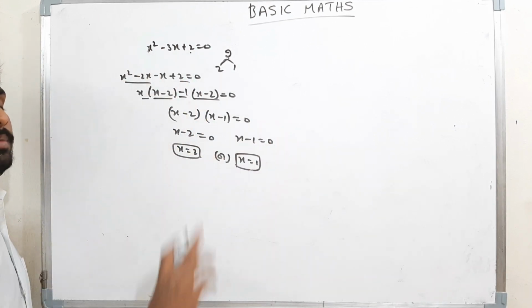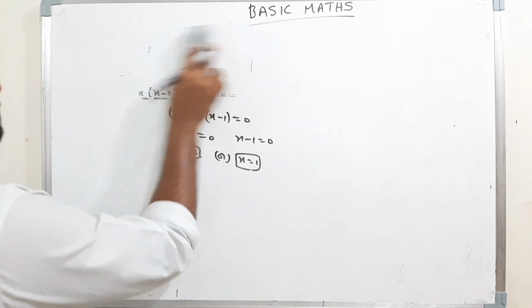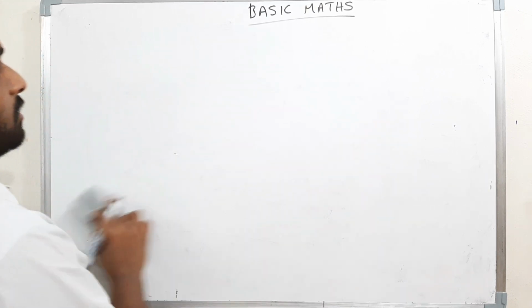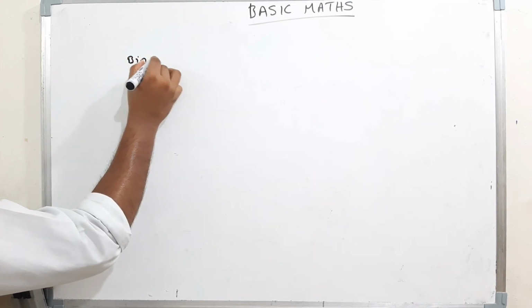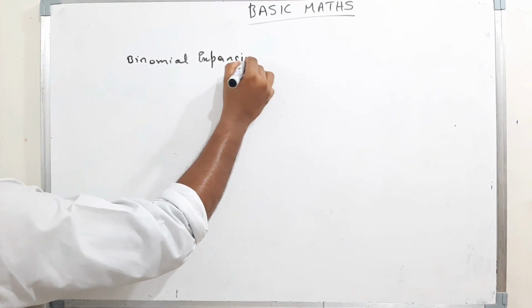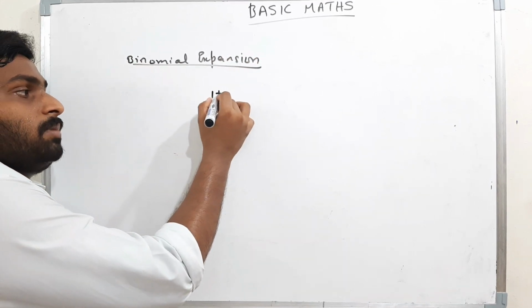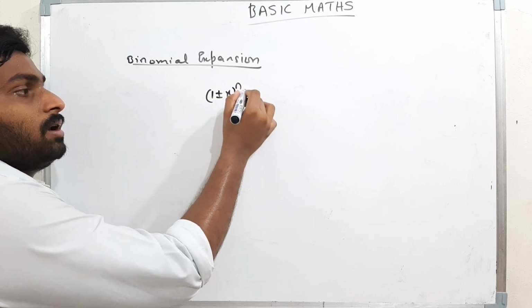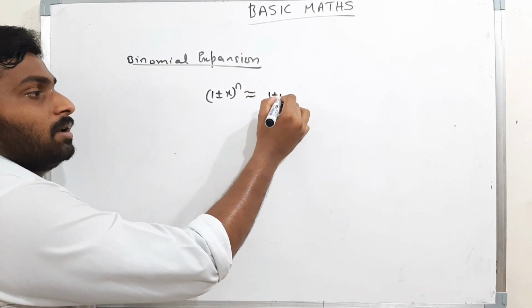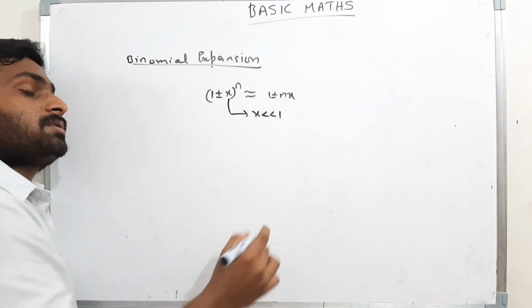Or I can solve by direct method. Now we will see what is binomial expansion. What is binomial expansion? See here, 1 plus or minus x whole power n, I can write this one as 1 plus or minus nx, if x value is very less than 1.